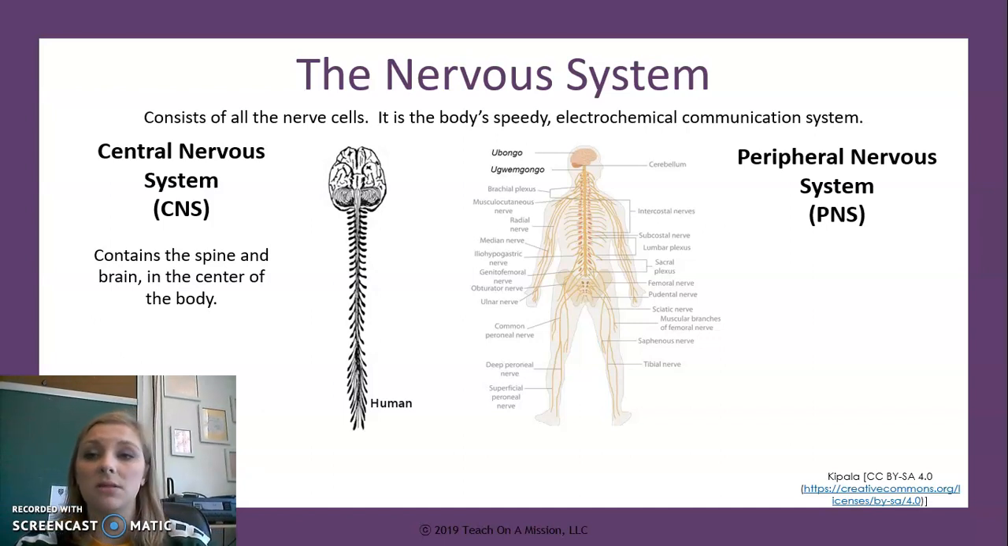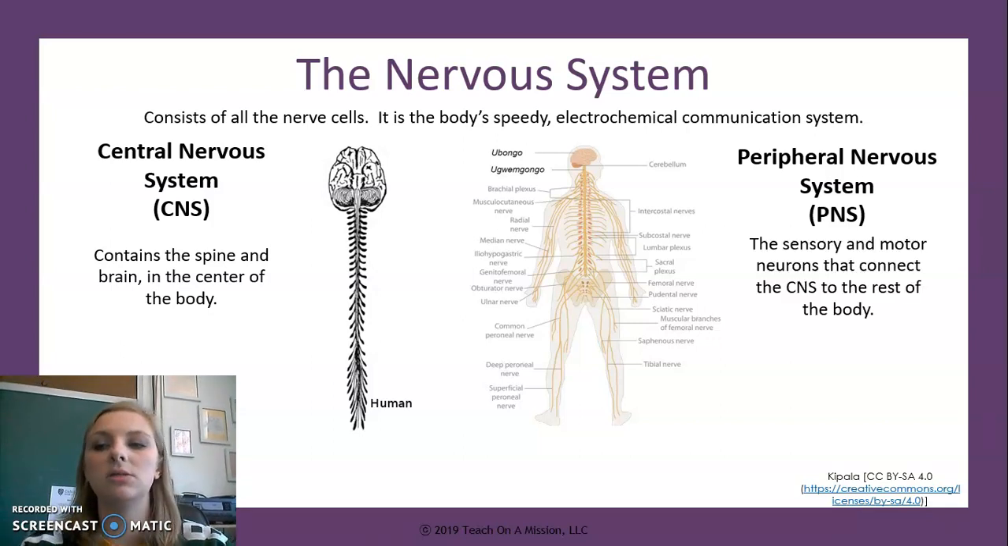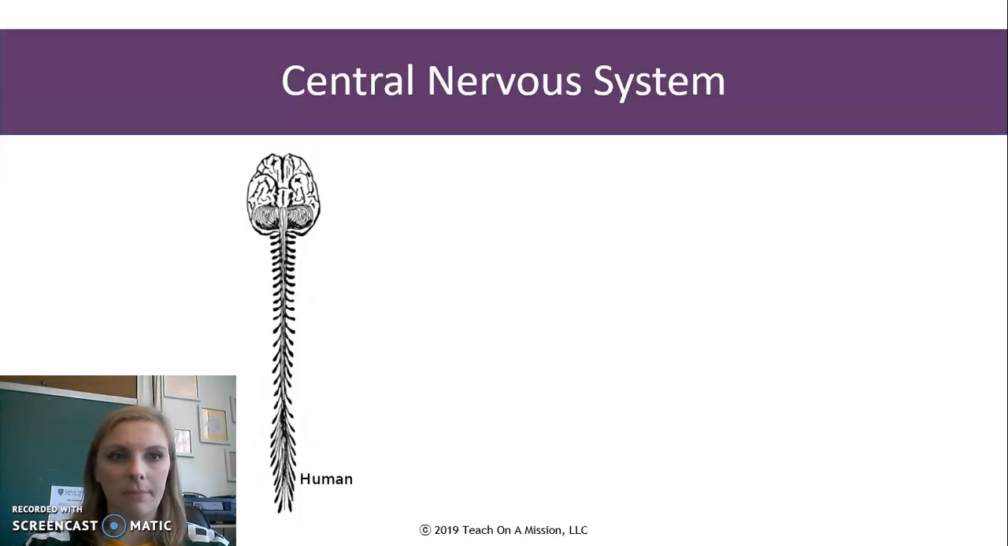The second half is the peripheral nervous system. This is on our periphery of our body, the outside. And the peripheral nervous system's job is to connect the central nervous system to the rest of the body by means of sensory and motor neurons. We are going to break the peripheral nervous system down a little bit further, but let's first talk about the central nervous system. Like I said, the central nervous system is two main parts.